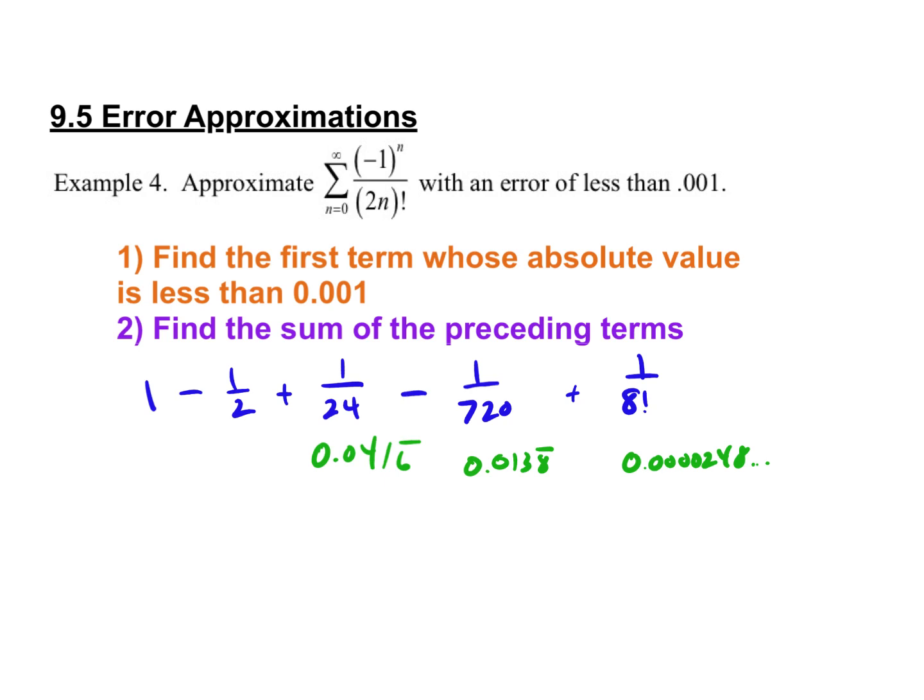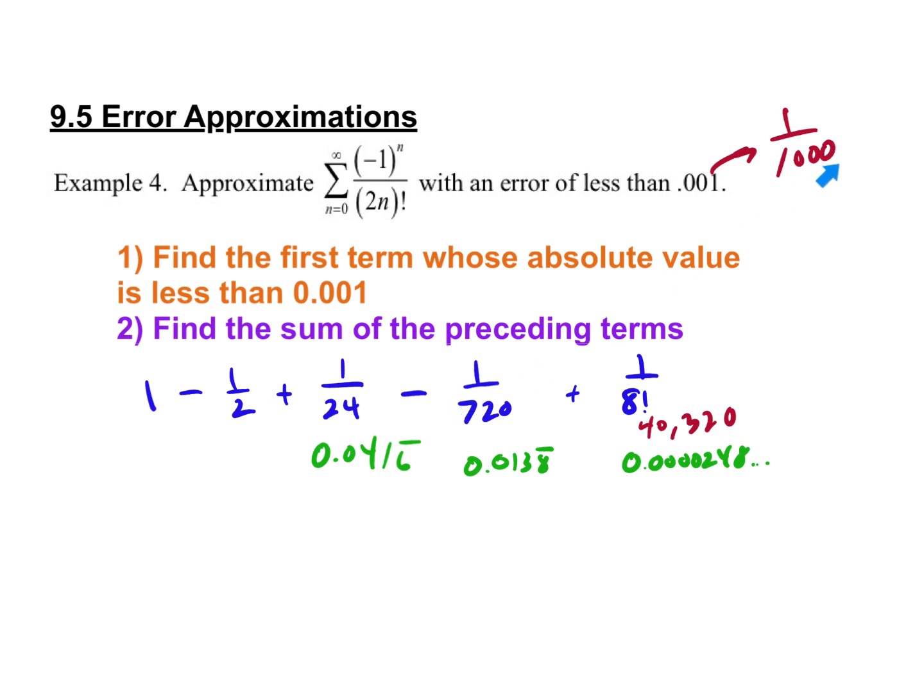Now, 1 over 720 is not less. 1 over 8 factorial, the next term, is. Right? What is 8 factorial? So, tell me. 1 over 40,320? Yeah. Okay. So in terms of fractions again, 1,000. There we go. Like, whoa, that didn't work.